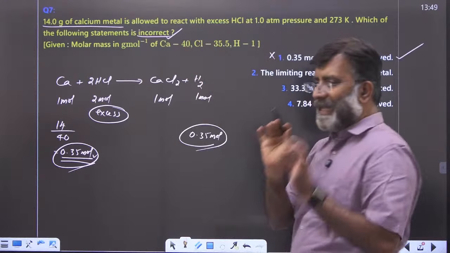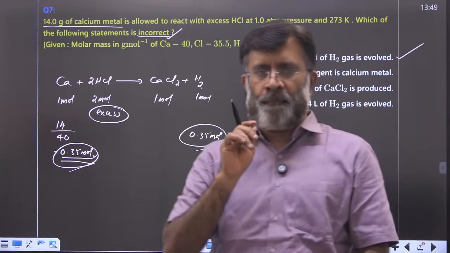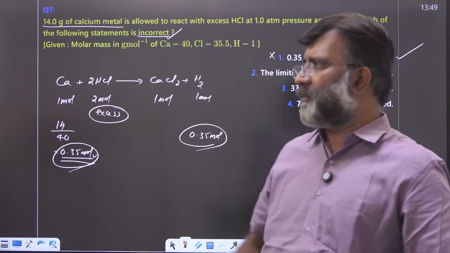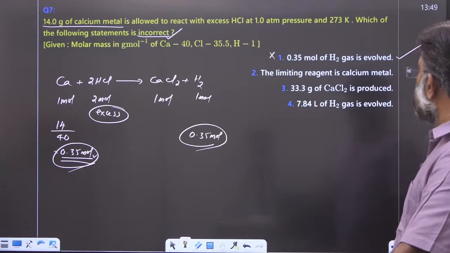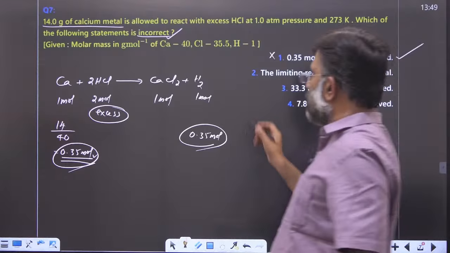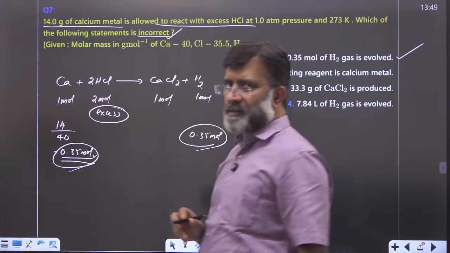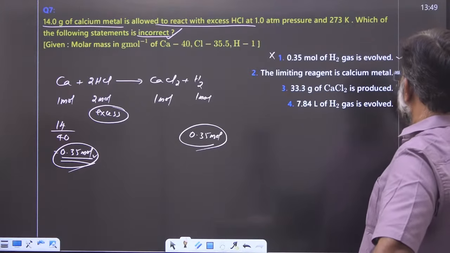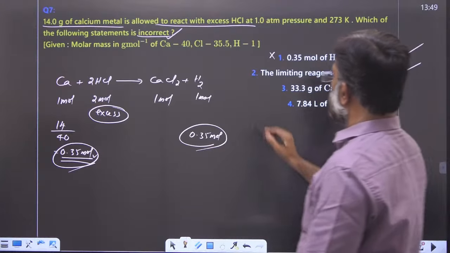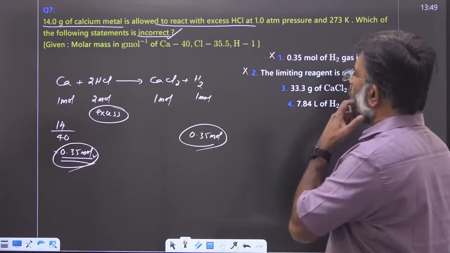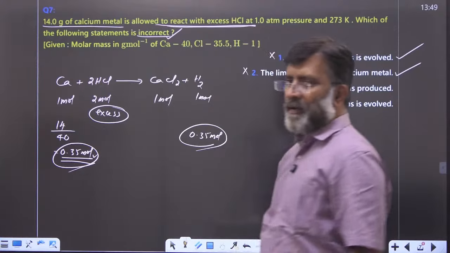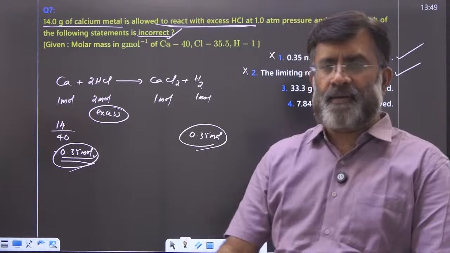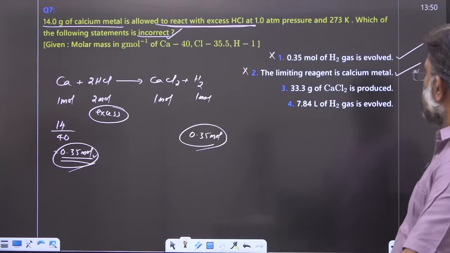We want the incorrect statement, and option 1 is a correct statement. What about option 2? The limiting reactant is calcium metal. Of course, that is commented in the question itself. This is a correct statement and it is not our answer, because HCl taken is in excess. When HCl is in excess, quite naturally, calcium will be the limiting reactant.